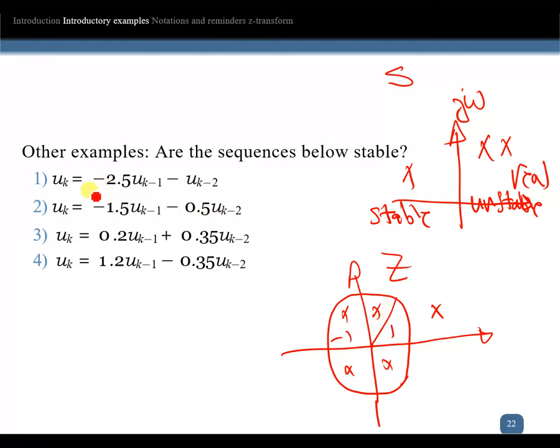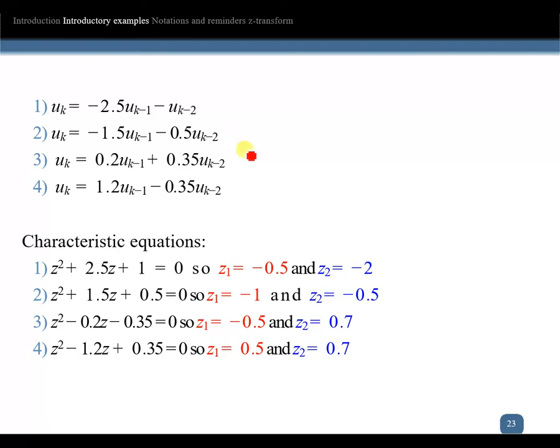For finding the stability of this system, u k is minus 2.5 u k minus 1 minus u k minus 2, and which one is stable or not, we will see together now. Here you take the Z transform of the system, and you can find Z1 and Z2. I will tell you how you take the Z transform, it is easy.